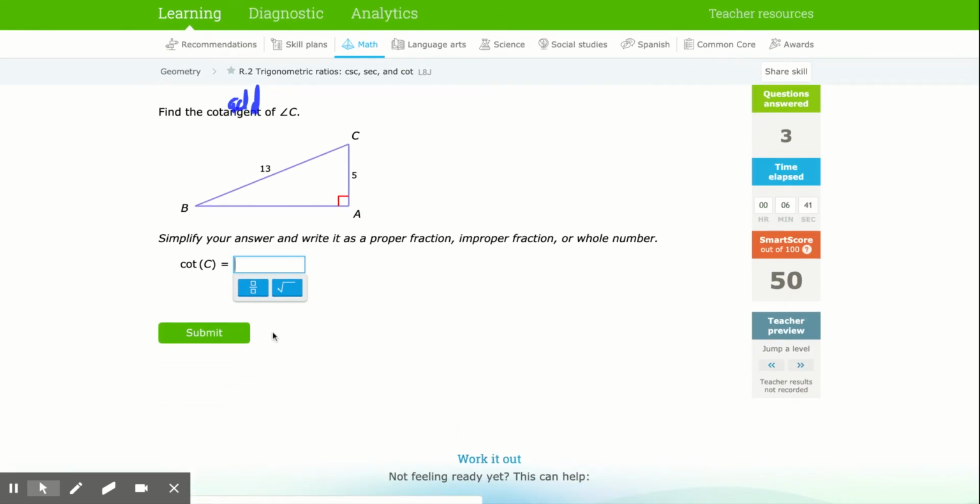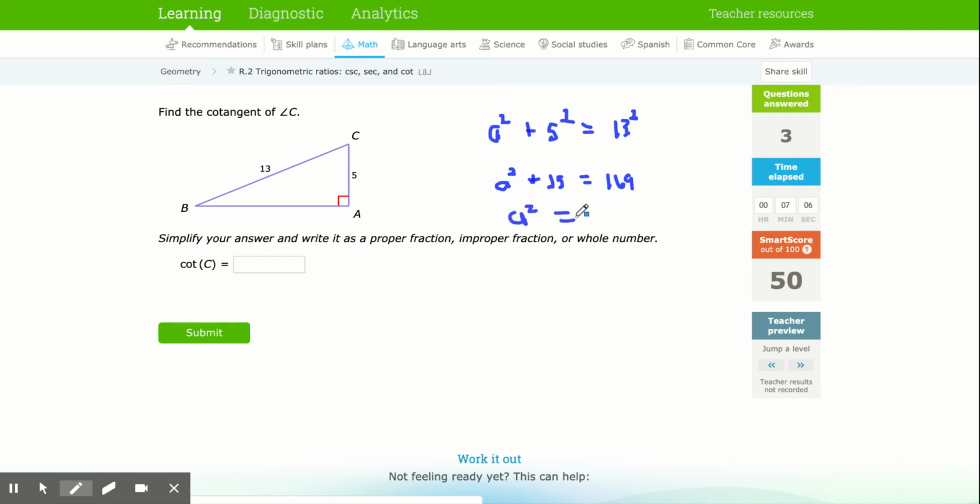Here's one where we have to perform Pythagorean's theorem. So don't forget how to do Pythagorean's theorem. I'm going to go a squared plus 5 squared equals 13 squared. So a squared plus 25 equals 169. A squared equals 144, because that's 169 minus the 25. A then would be 12.